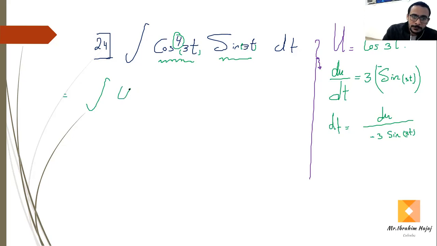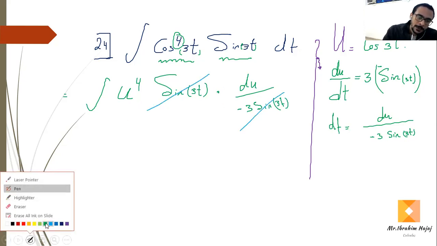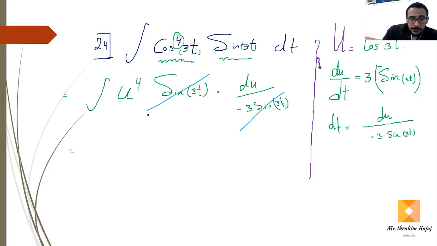U to the power of 4 times sine 3t, times du over minus 3 sine 3t. Now the sine 3t cancels out. Minus 1 over 3 goes outside, negative 1 third because it's in the denominator. Negative 1 third times the integral of u to the power of 4 du.